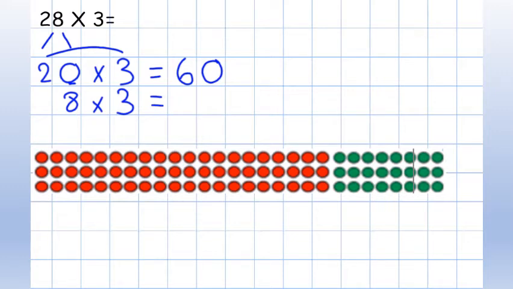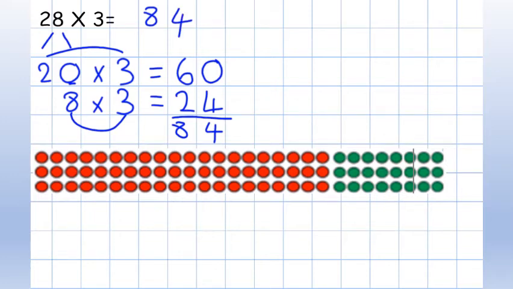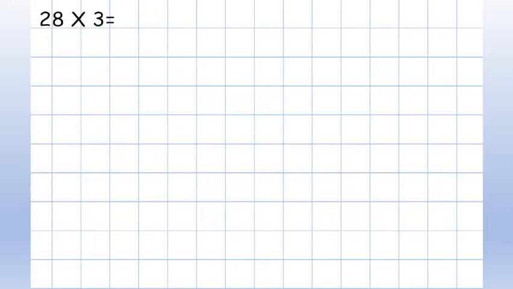And then 8 times 3 is 24, and then we can recombine them to give us 84. Okay, let's see how we did with partitioning. Now, I purposely did choose a number that's quite tricky. We do need to know our times tables for this one.